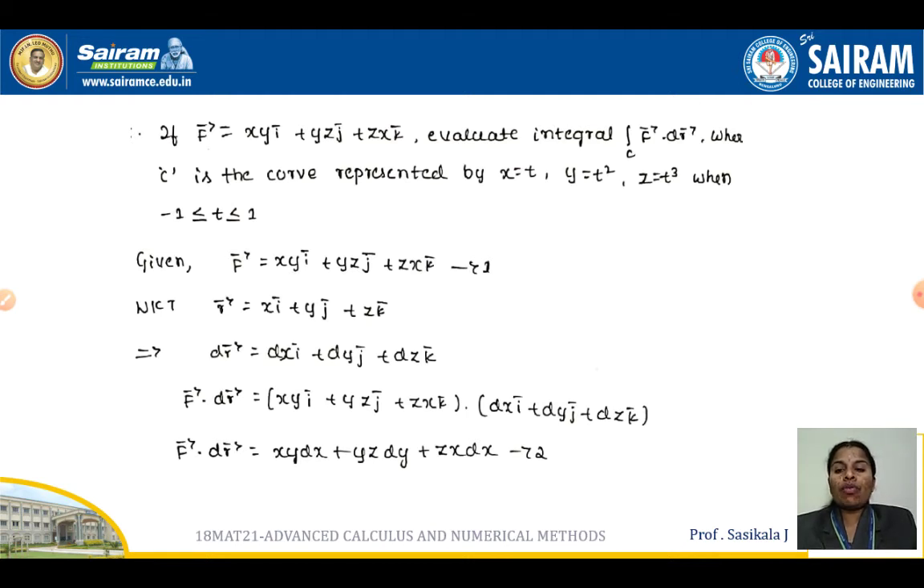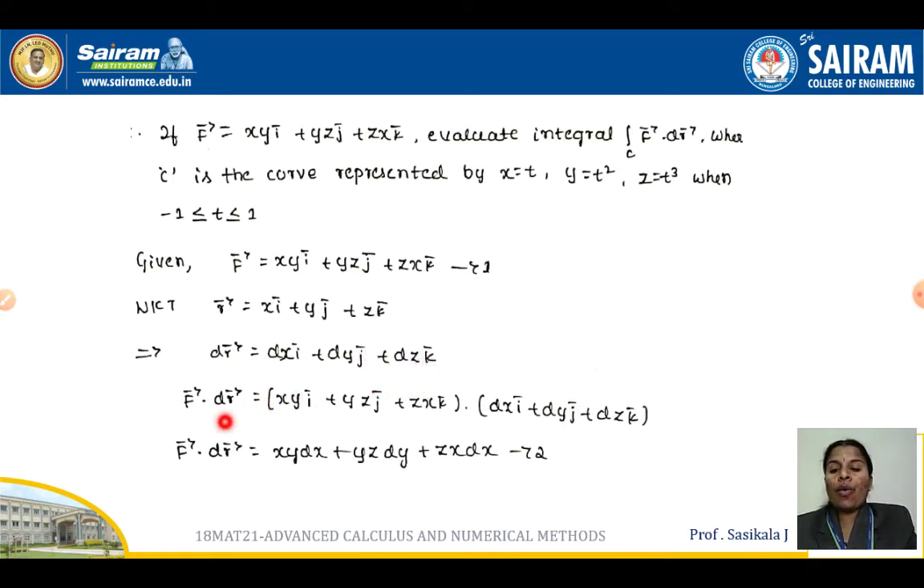Okay. So now what is that? F vector is given as xy i vector plus yz j vector plus zx k vector. Okay. So r vector is x i vector plus y j vector plus z k vector. So go with the dr vector. What is your dr vector? dx i vector plus dy j vector plus dz k vector.